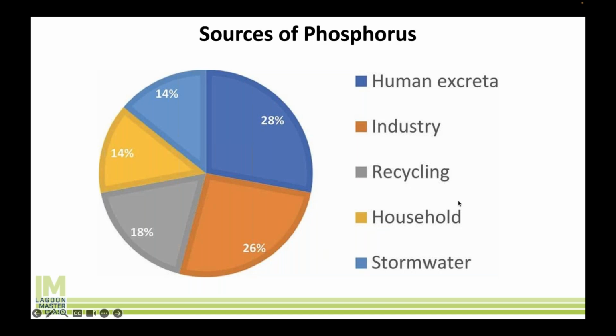So phosphorus comes from several different sources when it comes into our plant. Human excrement is a big one. Every living being, and I'll talk about this, is made somewhat of phosphorus. It's a really crucial element to every living organism. And so we excrete this. We also get it from industry or from recycling or household cleaners or different things like that, or stormwater infiltration into the system itself. So this is just a typical breakdown of where phosphorus comes from that comes into your plant.